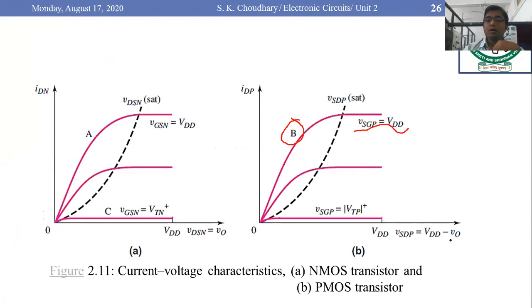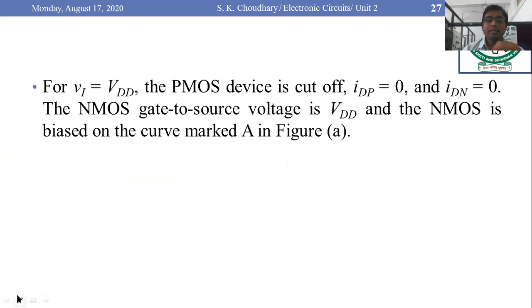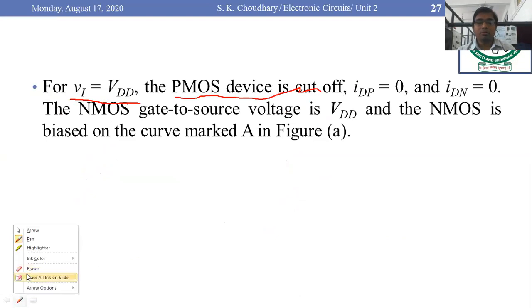Okay. Now come to the next condition of this CMOS inverter. When Vi is equal to VDD, in the previous case Vi is equal to 0. Now in this case Vi is equal to VDD. So we are taking extreme conditions, means switching conditions. So here what happens when Vi is equal to VDD? Your PMOS device goes into the cutoff mode. Okay. Opposite of the previous condition.